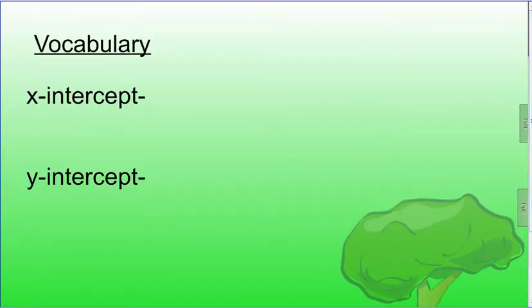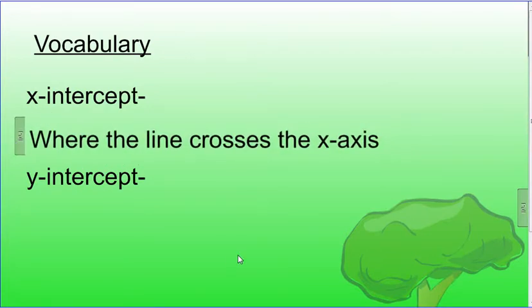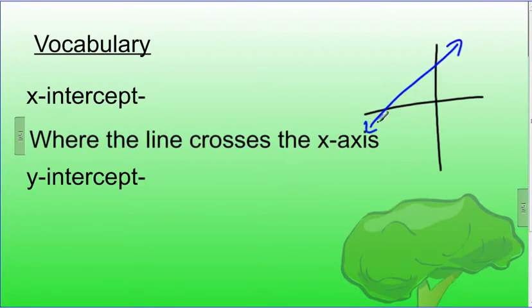So we have a couple vocabulary words. We have an x-intercept and a y-intercept. The x-intercept is where the line crosses the x-axis. Now, by the line, we're talking about the function, the thing that we plot the points and draw. So where that thing crosses our x-axis. So for example, let me just draw this. This is like the line we're drawing in. The x-intercept would be this point, right there, where the line is crossing the x-axis.